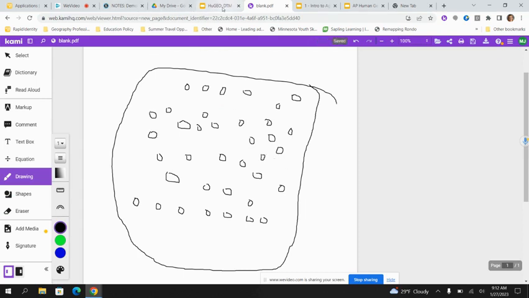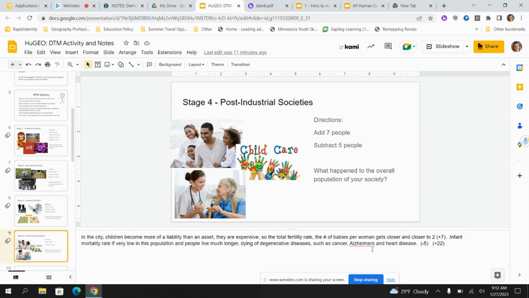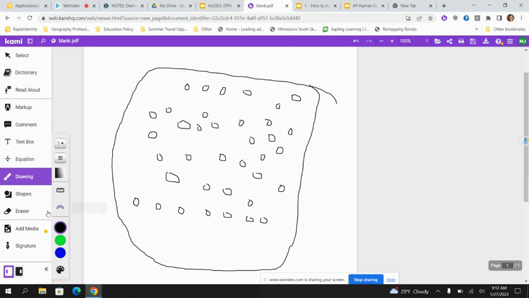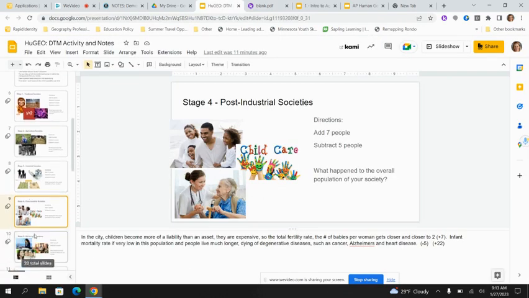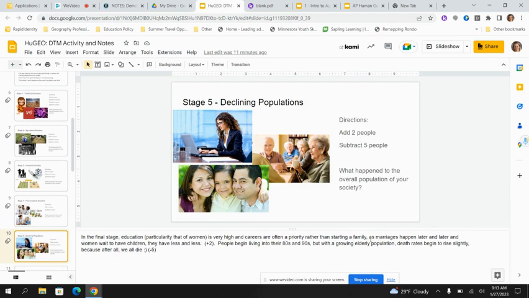And the people are dying of older diseases, like Alzheimer's, heart disease, and cancer. We are going to have a death rate here of 5 in this population: 1, 2, 3, 4, 5. And part of that is just because people are getting older. Okay, the last stage of the demographic transition model is going to be stage 5.